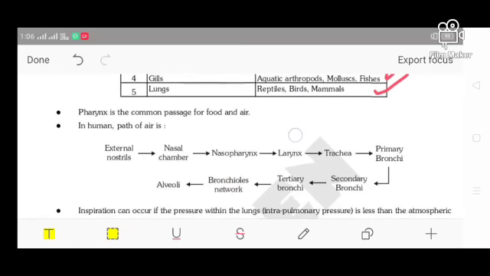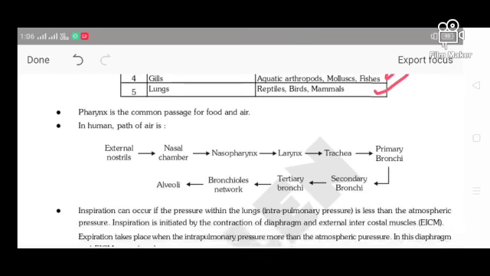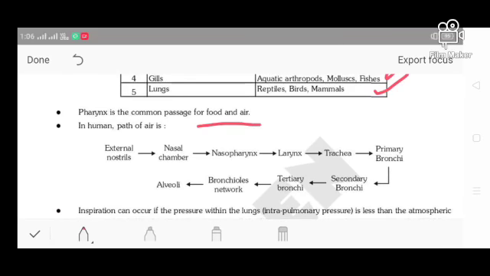Come to the next one, the pharynx. So what is a pharynx? Generally, the pharynx is a passage which is common for food and air. It is very important from the paper point of view, for different competitive examinations. There may be a question like: what is the common passage for both food and air? This is the pharynx.